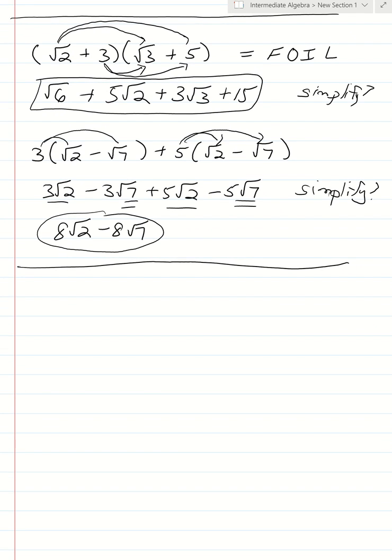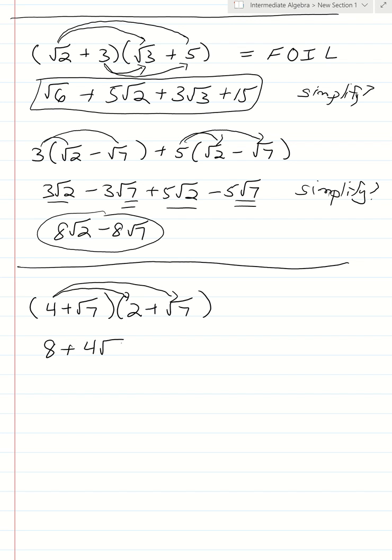Let's try another one. Let's say we have 4 plus the square root of 7, and we want to multiply that with 2 plus the square root of 7. Well, let's multiply the 4 with the 2. 4 times 2 is 8. Next, we have to multiply the 4 with the square root of 7, and that would give us a plus 4 square root of 7.